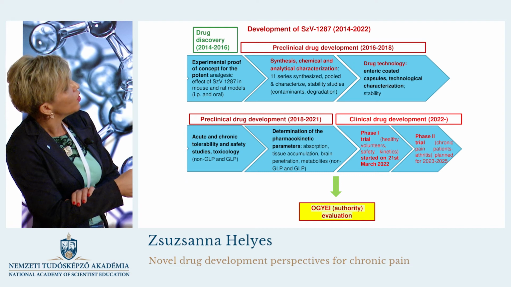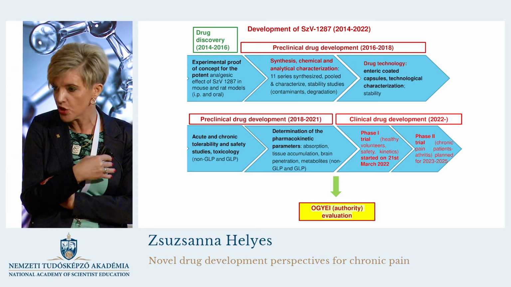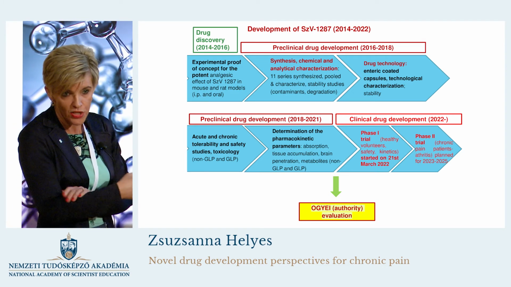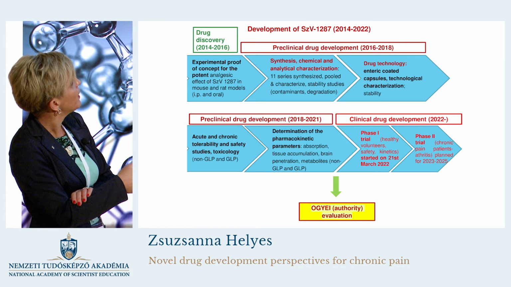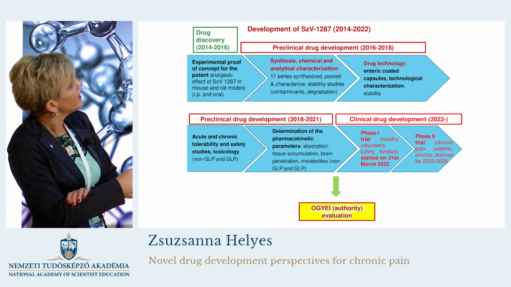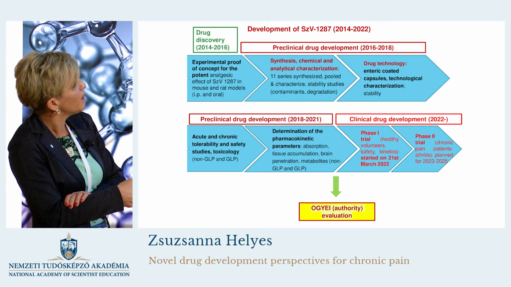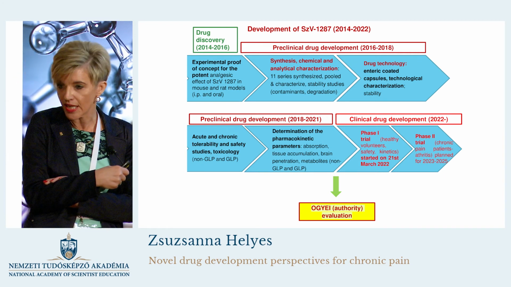We had the drug technology, because we have to administer this drug in an enteric solvent preparation, because it's acid sensitive, and we don't want it to be cleaved in the gastric cavity. Then we had some acute and chronic tolerability study, safety study, toxicology study. We determined the pharmacokinetic parameters, which means the absorption, tissue accumulation, brain penetration, metabolism. And then we are just right now here, we had the authority evaluation at the end of last year.